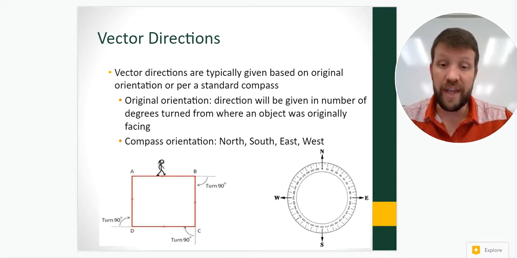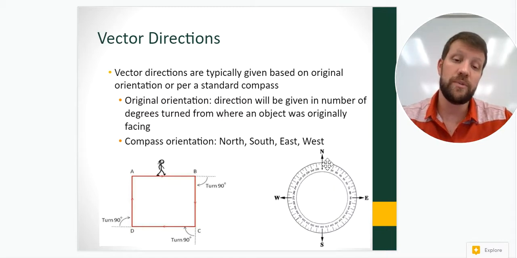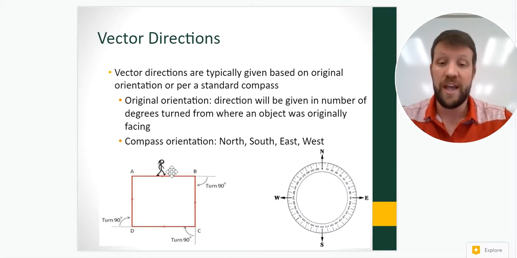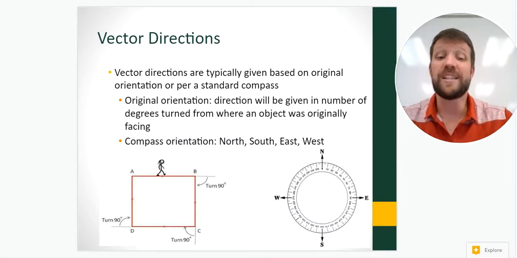The other one would be the compass orientation, in which case we would say, all right, like you're heading north, make a 27-degree turn towards the east. We would turn 27 degrees this way. So this guy right here would be going from A to B, he'd be going east, and then would make a 90-degree turn towards the south. So it's important to note that those are our two ways to determine those vector directions, and just make sure that you are saying things in some way that you can orient yourself and make sure that those directions are known.